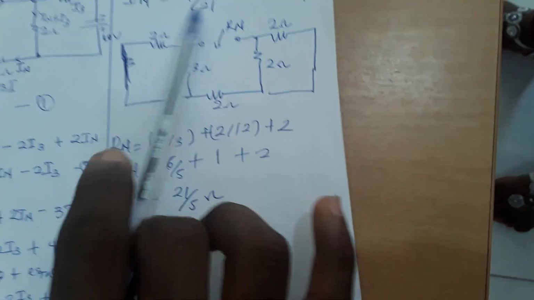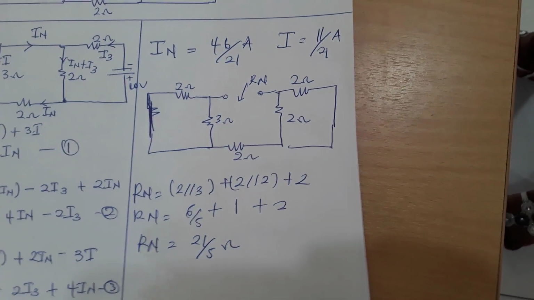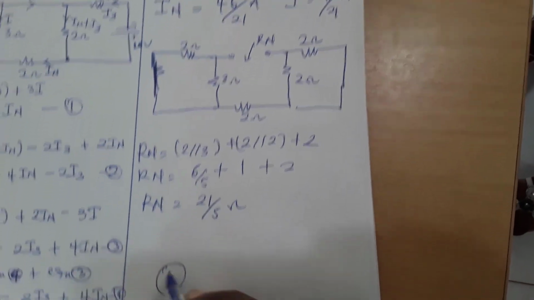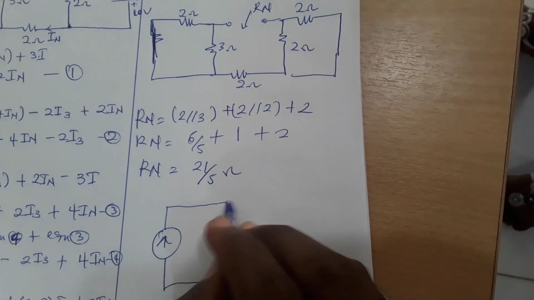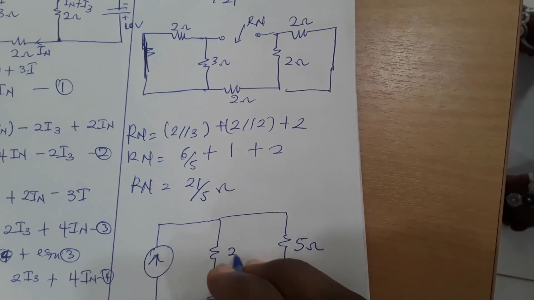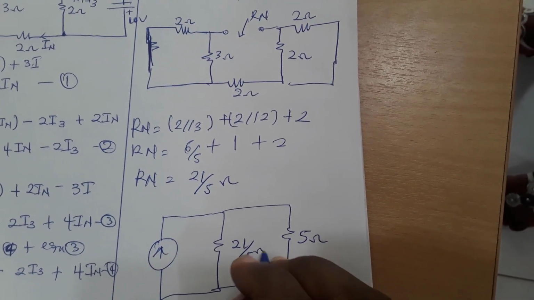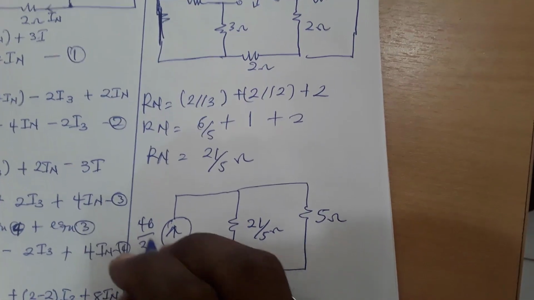So since we've gotten our In and our Rn, we can use the equivalent circuit for Norton to determine the current through the 5 ohm resistor. So here will be our 5 ohm, here will be our Rn, that is 21 on 5 ohm, and our In, which is 46 on 21 amperes.